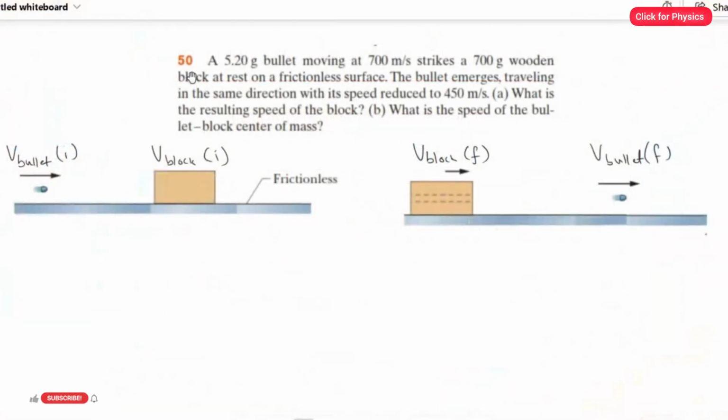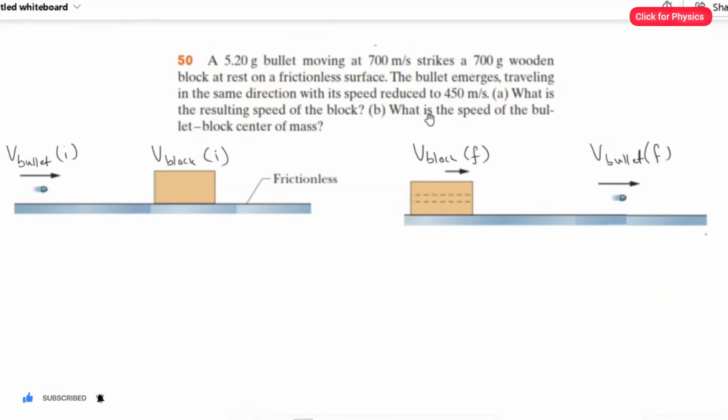Problem number 50. A 5.2 gram bullet moving at 700 meters per second strikes a 700 gram wooden block at rest on a frictionless surface. The bullet emerges traveling in the same direction with its speed reduced to 450 meters per second. Here we have to answer two questions. The first question: what is the resulting speed of the block? That means we have to find the final speed of the block.